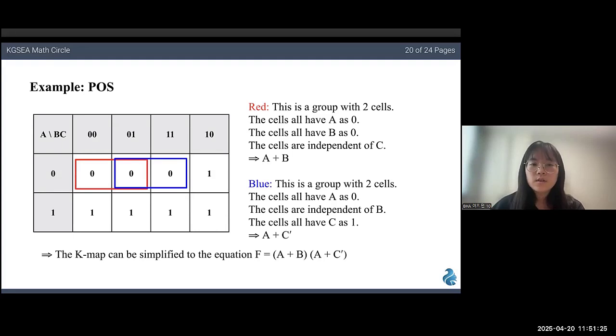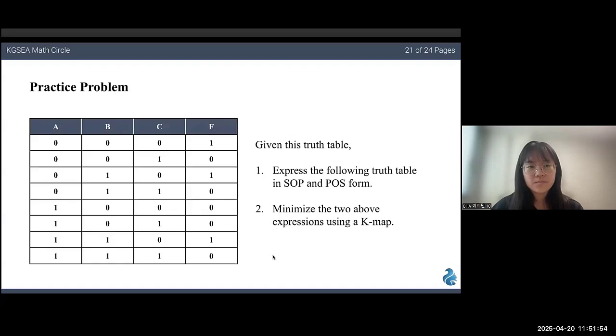And to convert this into the POS form, we could follow a similar procedure of grouping into sizes with a power of 2. And then instead of summation, we could multiply the values that are deduced for the 2 groups. So as shown on the slides, the red group can be simplified to A plus B, and the blue group to A plus the complement of C, and thus the K-map can be simplified to the equation F equals A plus B times A plus the complement of C.